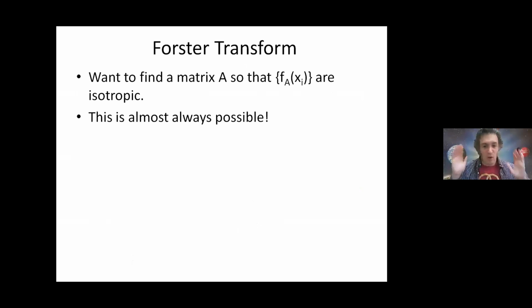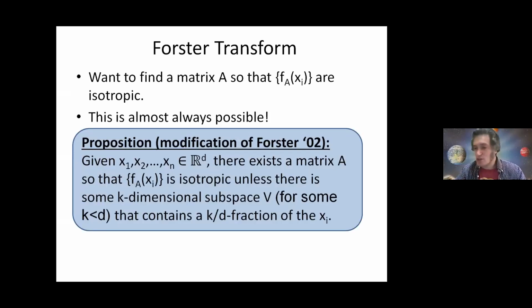Okay, so what we want is to find a matrix A such that if we apply this transformation f_A to our original set of points, we end up with a bunch of points in isotropic position. And somewhat conveniently for us, this turns out to be almost always possible. Here's the proposition, which builds on work of Forster from 2002: if you're given any set of points in R^d, there exists a matrix A such that this set of f_A of x_i is isotropic.